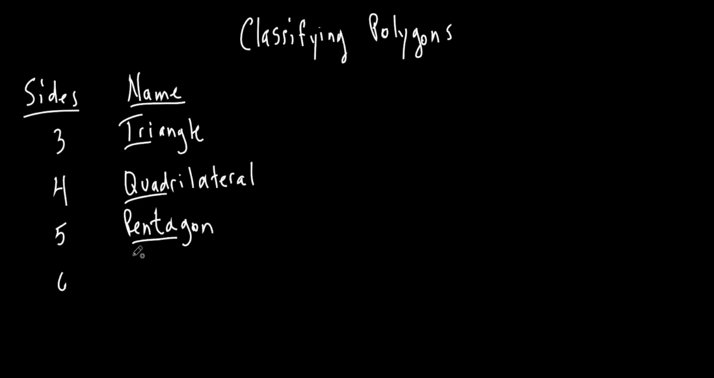All right, 6, we just drew one. We just drew a 6-sided polygon. It's called a hexagon. This is a hexagon. Hexagon. All right, so hexa means 6.